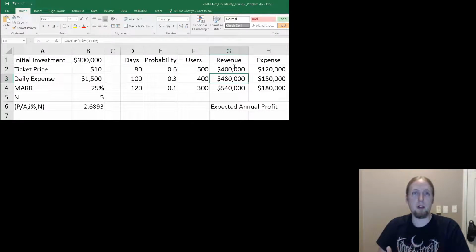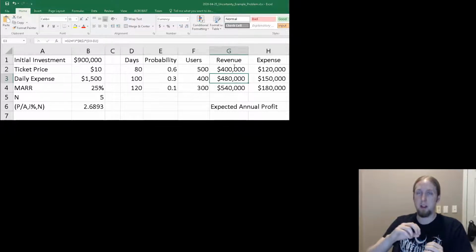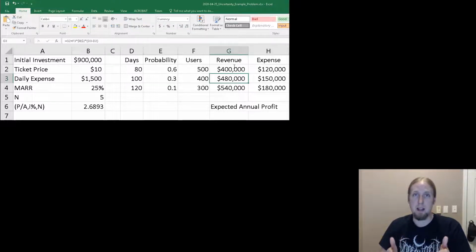However, we were told in the problem that if we get more than 80 days of good weather, then on the last 20 days of the season, fewer people are going to be using it. However, on the first 80 days, we'll have the same revenue as before.